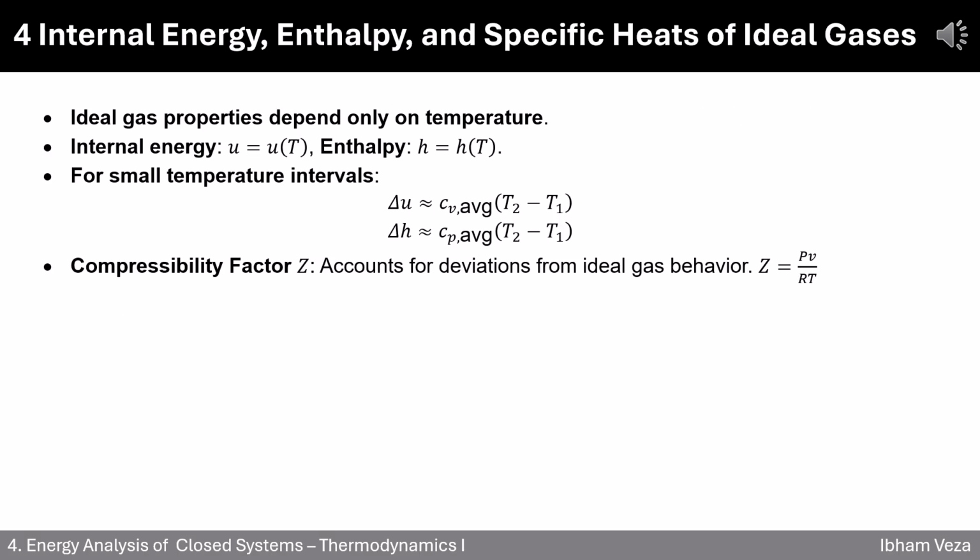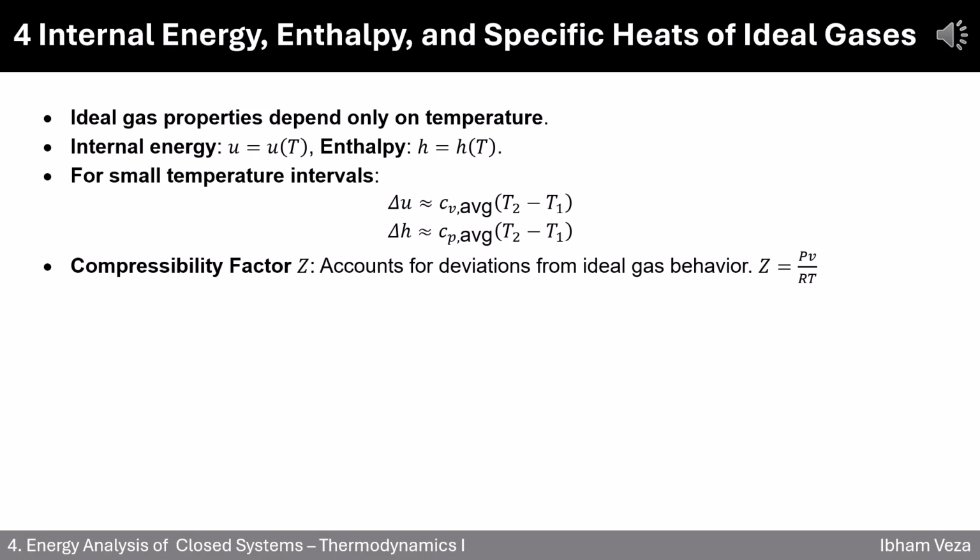4. Internal energy, enthalpy, and specific heats of ideal gases. Let's simplify things by focusing on ideal gases. For ideal gases, life is easy because their properties depend only on temperature. That means when temperature changes, internal energy and enthalpy change. Simple and predictable. Internal energy is written as U equals U of T, and enthalpy is H equals H of T. This tells us both properties are just a function of temperature.